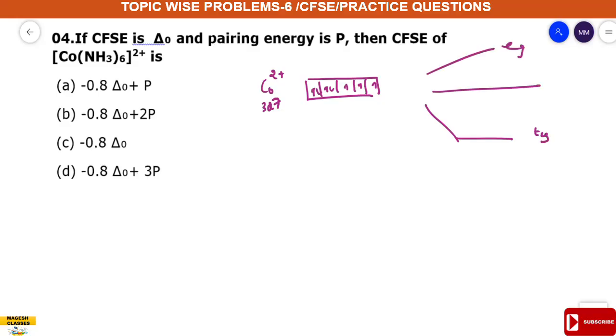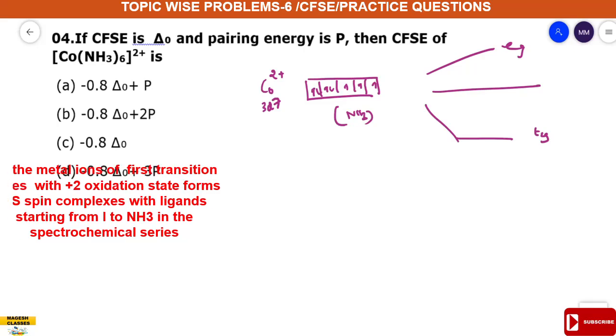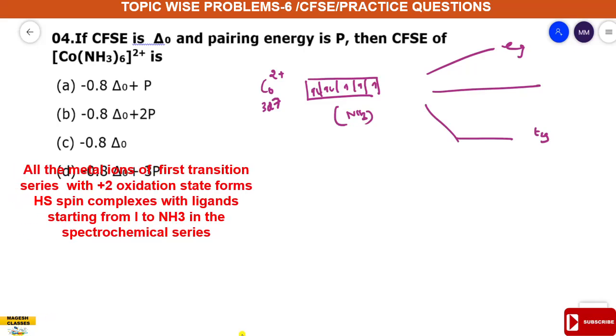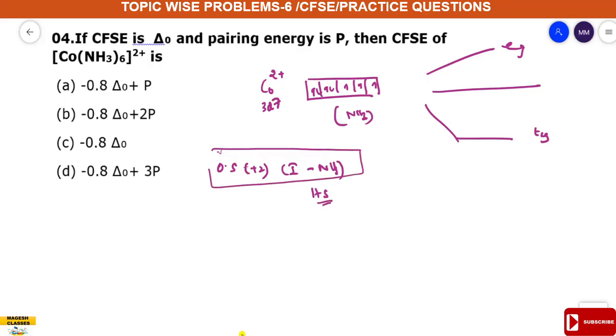It is the barycenter. The complex NH3 is a weak ligand or a strong ligand? Okay, for that we have to know the key points. In the first transition series, the oxidation state is +2. The ligands like iodide and NH3 form high spin complexes. So if the oxidation state of the metal is +2, the ligands like iodide and NH3 form high spin complexes, and only the cyanide complexes form low spin complexes. So you have to keep that in mind. So here it is a high spin complex.